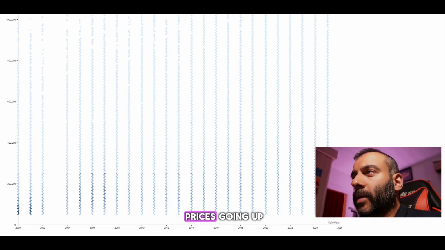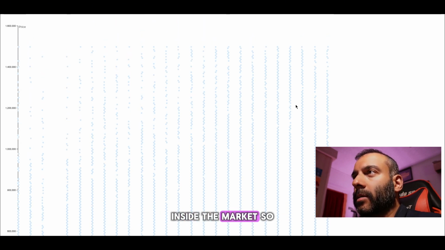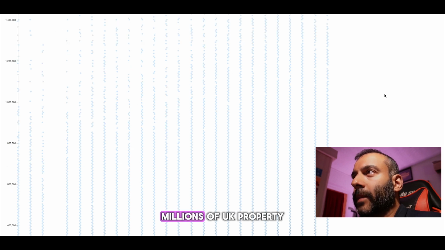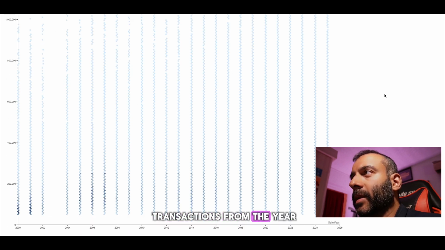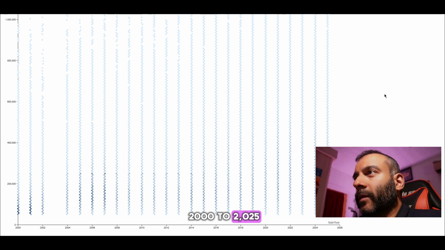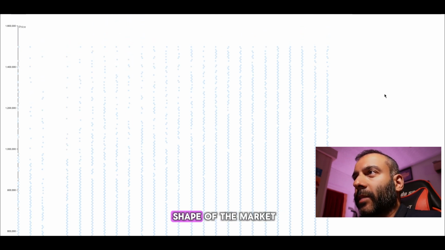Everyone talks about house prices going up, but that doesn't really tell you what's actually happening inside the market. So instead of averages, I analysed millions of UK property transactions from the year 2000 to 2025 and visualised the entire shape of the market.